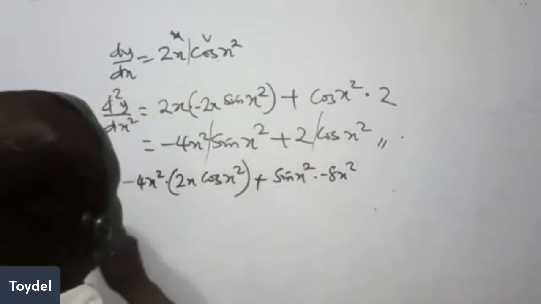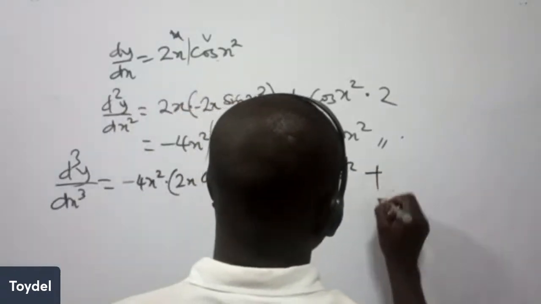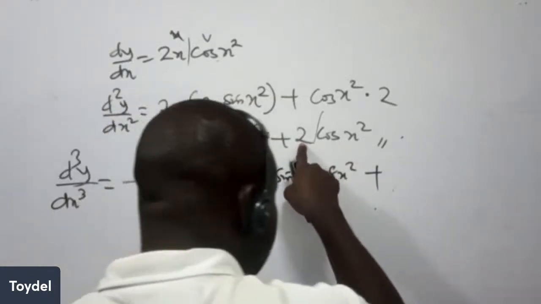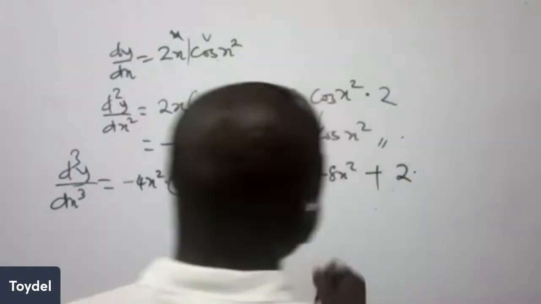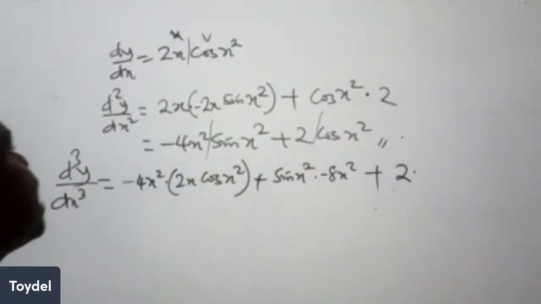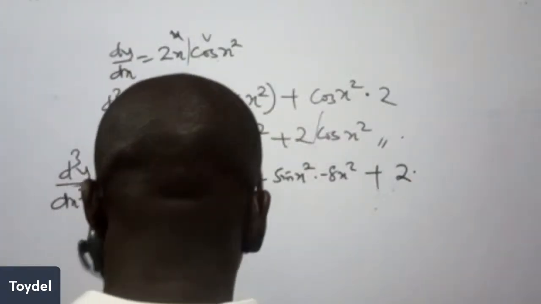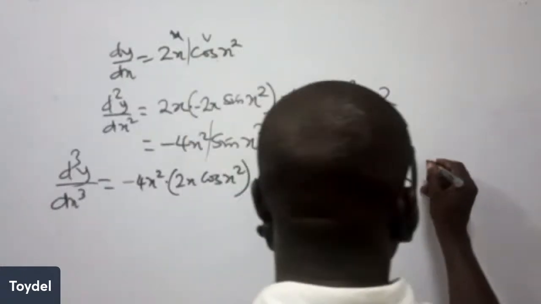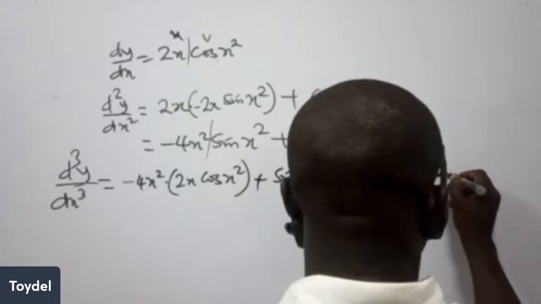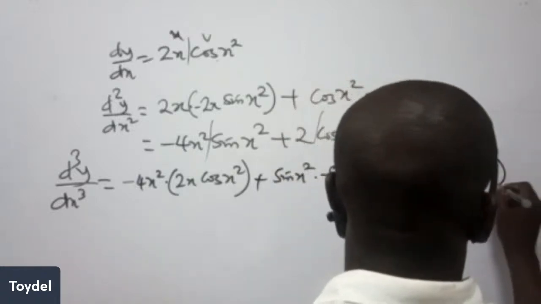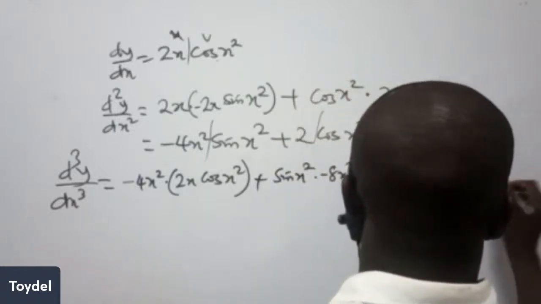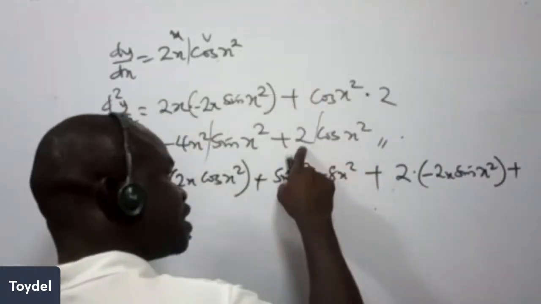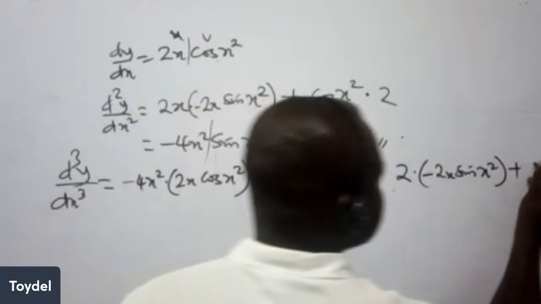So I'm through with the first part of d squared y over dx squared. Plus, we now come to here. If I pick this first one, 2, multiplied by, I will differentiate cos x squared. If I differentiate cos x squared, I'm going to get minus 2x sin x squared. Then plus, when I pick this, I differentiate this. Of course, when I differentiate a constant, it is 0. So this will be plus 0.